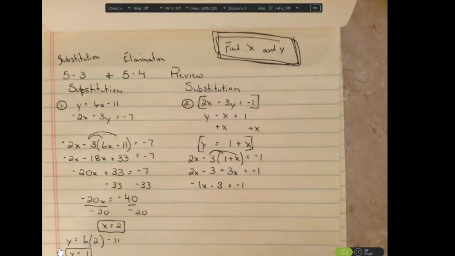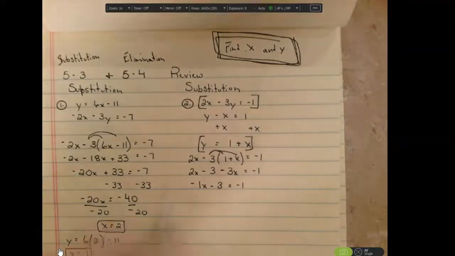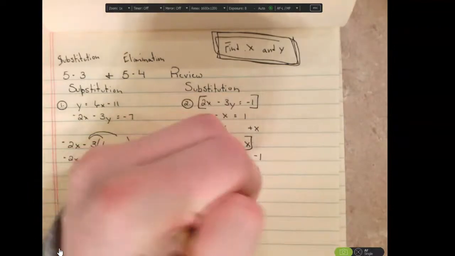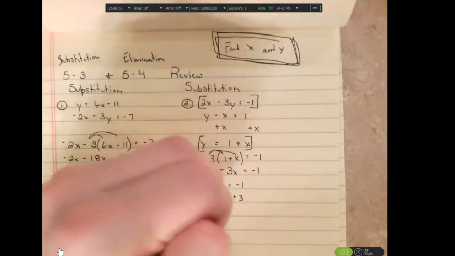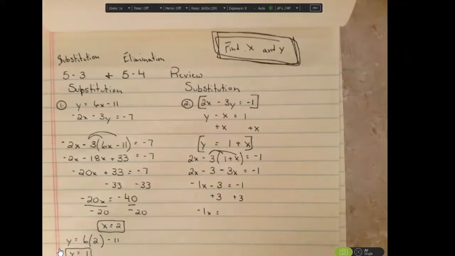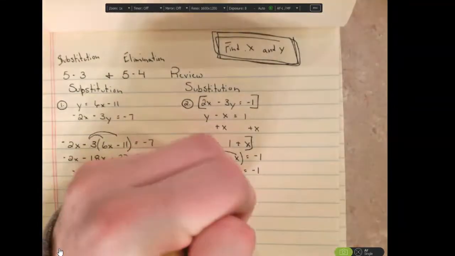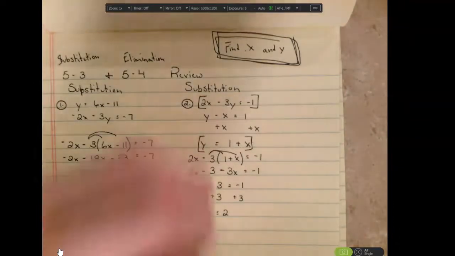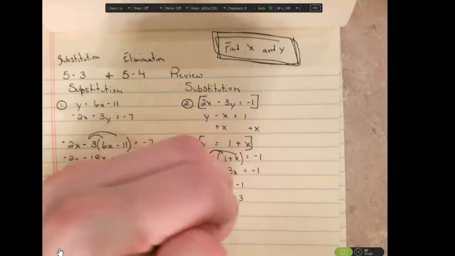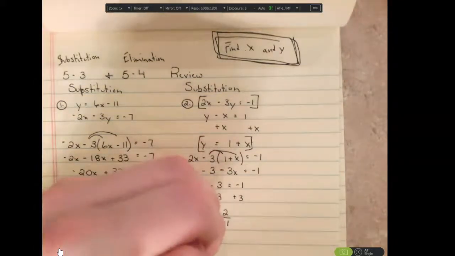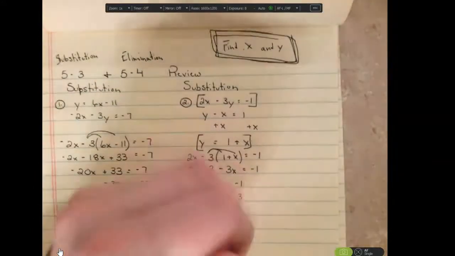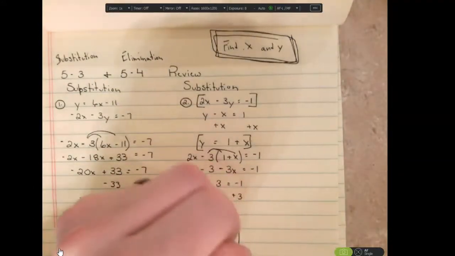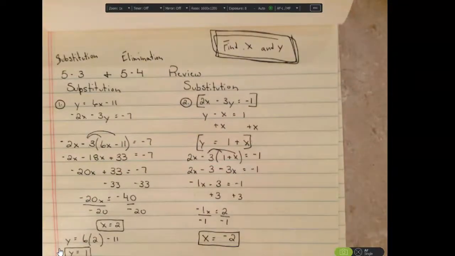Last step, I need to get x by itself. So I'm going to add 3 to the other side. Negative 1x is equal to negative 1 plus 3 is equal to 2. Final step, I need to get x by itself. So we need to get rid of this negative here. So I'm going to just divide by negative 1. So when I divide by -1, x is going to be equal to -2. So there we go. -2 is equal to x.